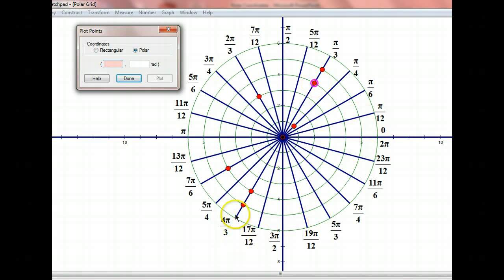So we're going negative 2 pi over 3, but we want to be 3 units on the negative side of the 4 pi over 3 line. So that landed us here.